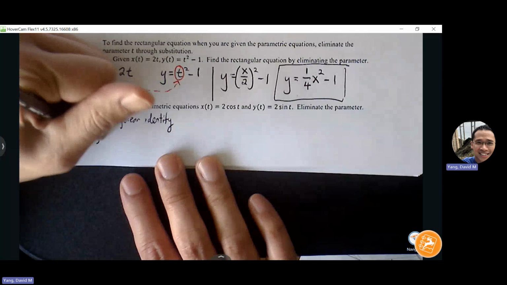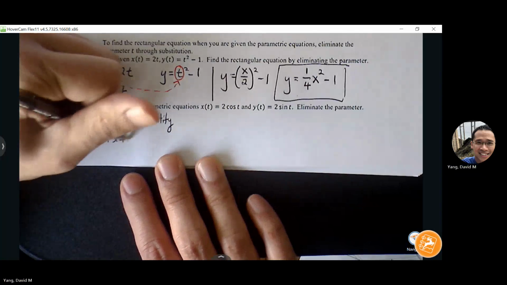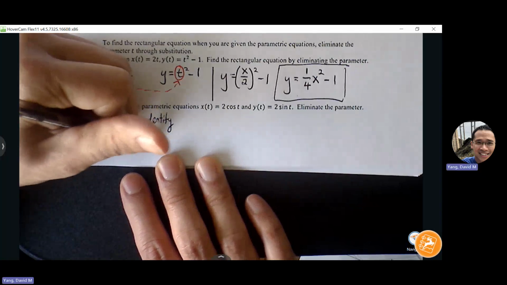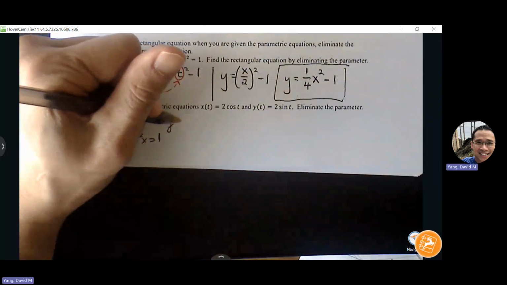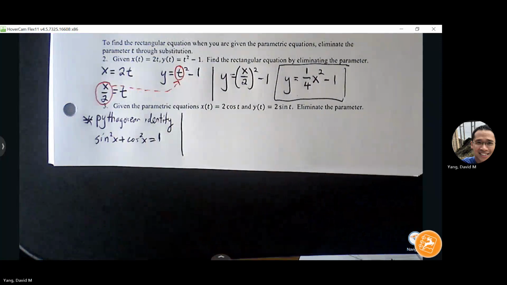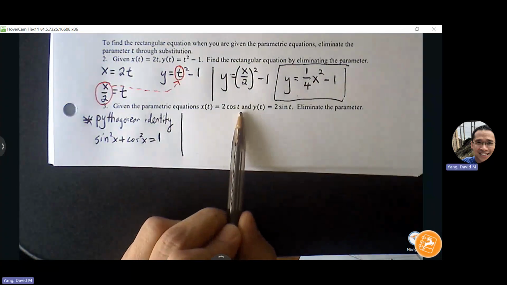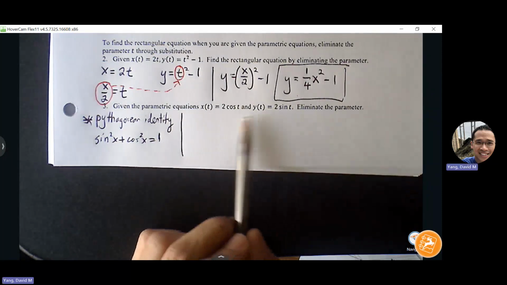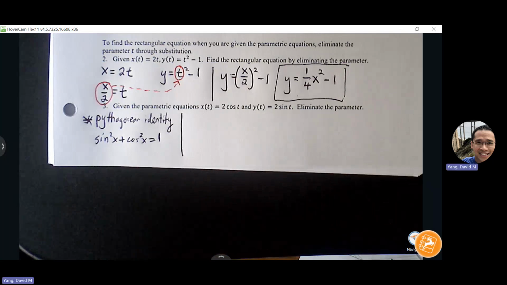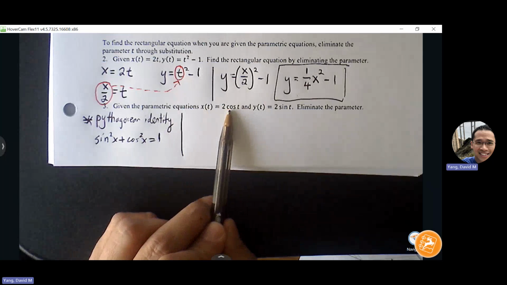So remember, sine squared x plus cosine squared x is equal to 1. So we can use that to help us with this. Okay, so let's just see if we can get cosine and sine alone by themselves. All right, so cosine of t is equal to what?